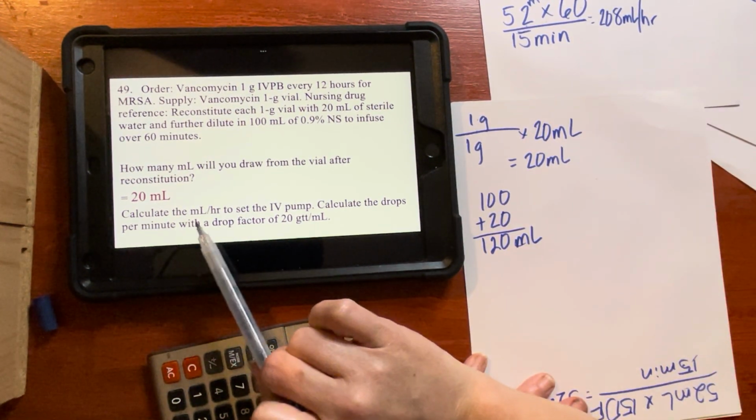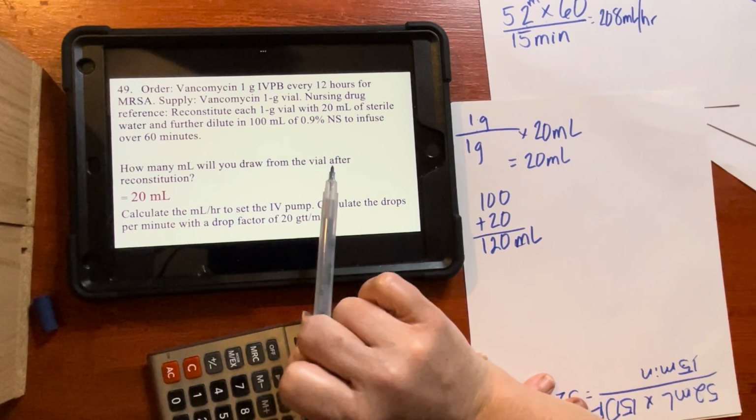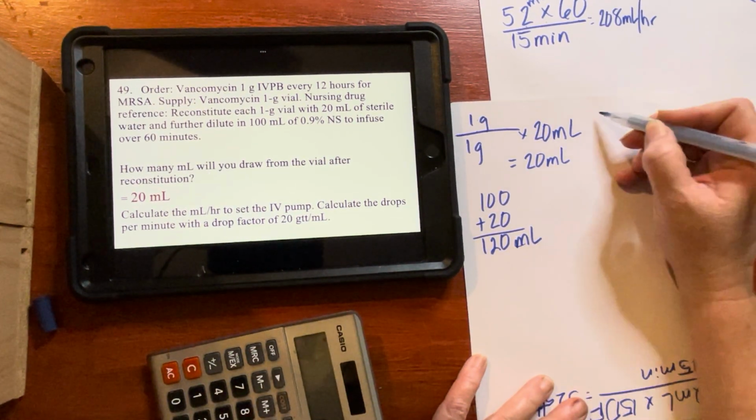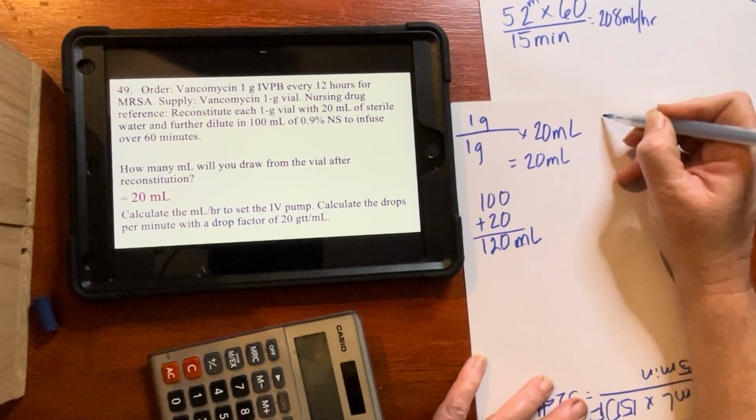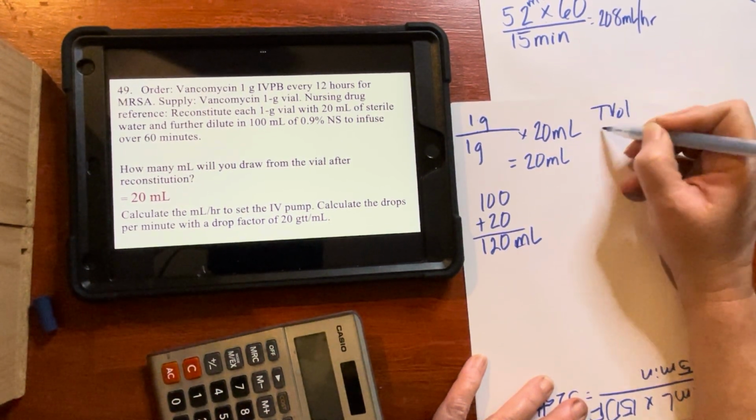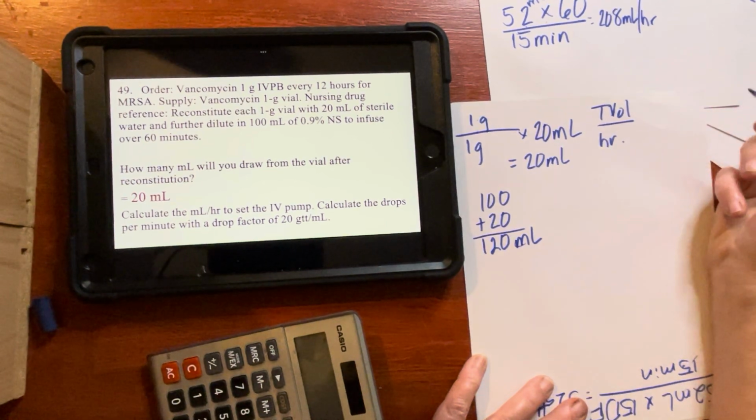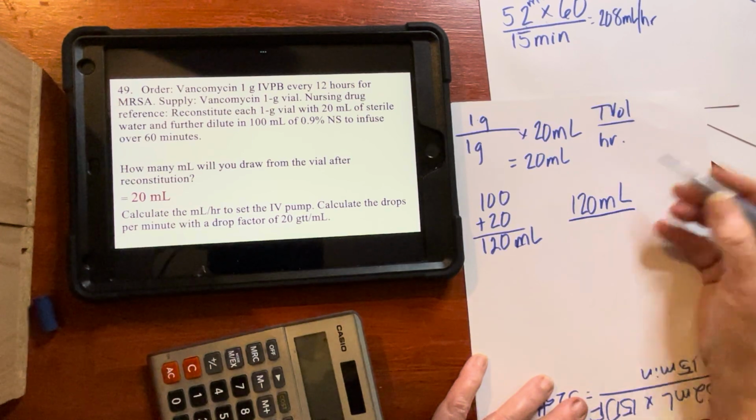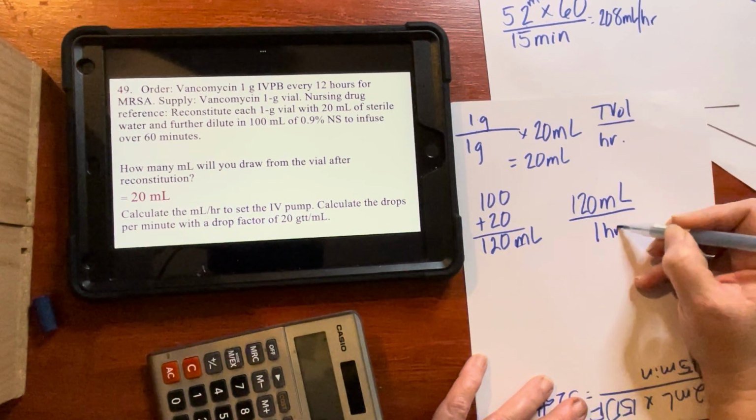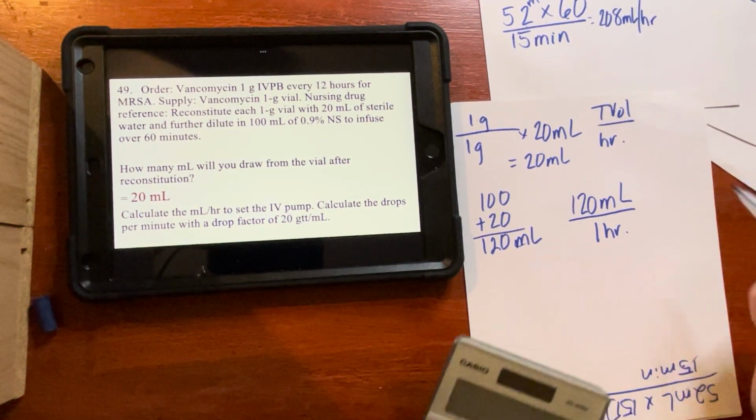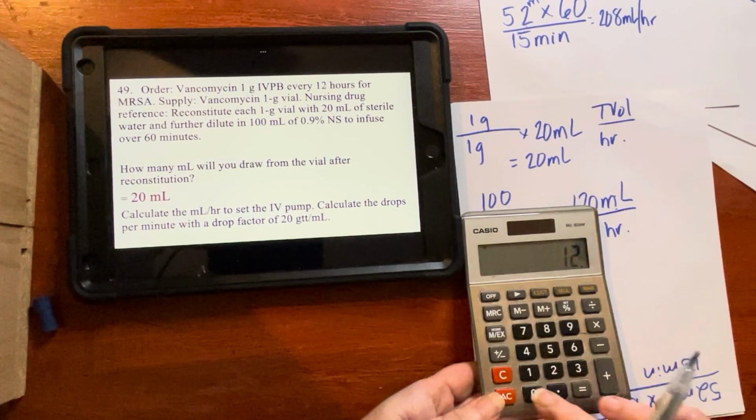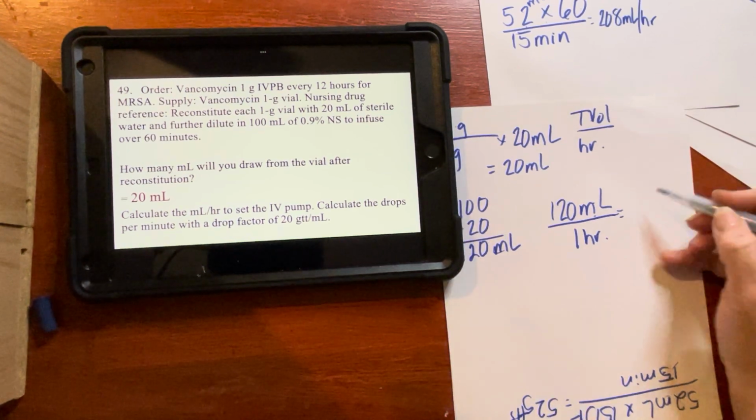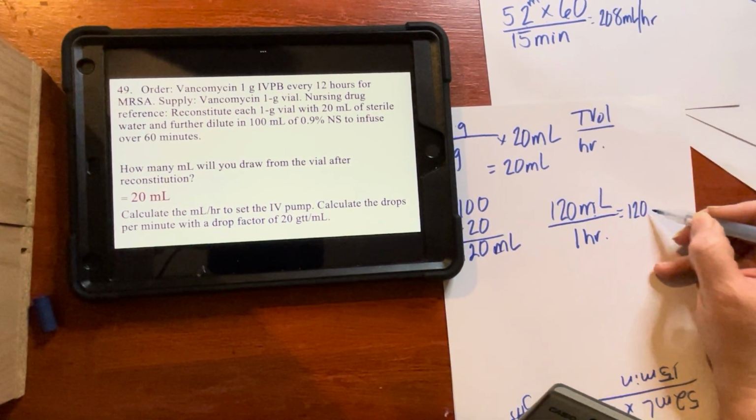And then you got to calculate the milliliters per hour. And it's going over 1 hour. So you remember the milliliters per hour, the total volume divided by the time in hours. So if we have 120 milliliters, and it has to go in over 1 hour, then let's do the math. 120 divided by 1 equals 120. It's got to go at 120 milliliters an hour.